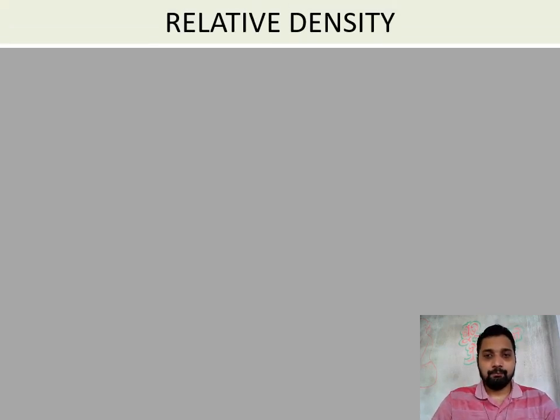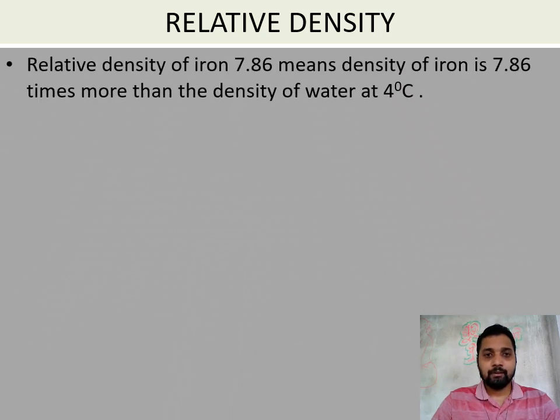Let us take some examples by which we will be able to know what relative density actually means. So let us take one example, first one. Relative density of iron is 7.86. Relative density of iron 7.86 means what? That means iron is 7.86 times heavier than water, or the density of iron is 7.86 times more than the density of water at 4 degrees Celsius.